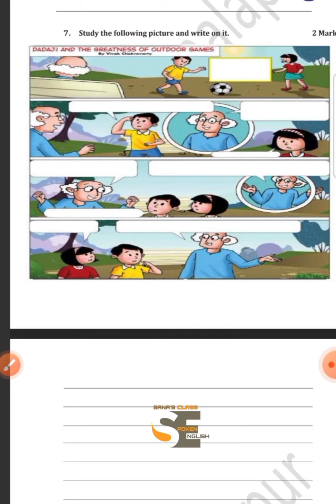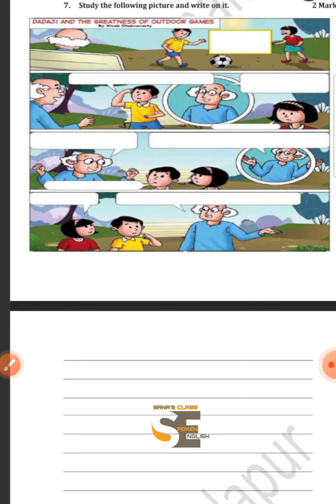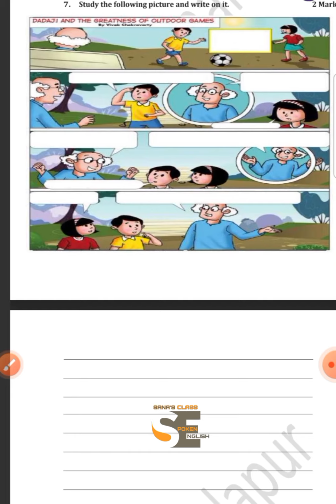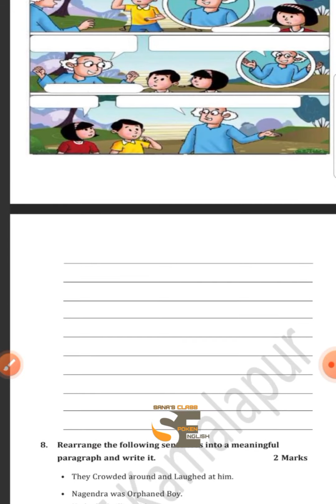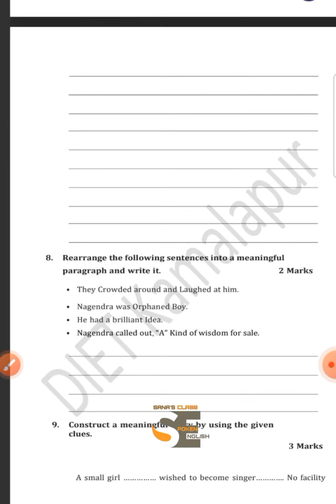He also explains to them that playing under the sun will give them vitamin D, and running around makes their muscles and bones strong. At last, both the children agreed with what Dadaji explained, and then Dadaji felt happy to see both of them agree with him. Okay, this is what the story is. You can write like that.